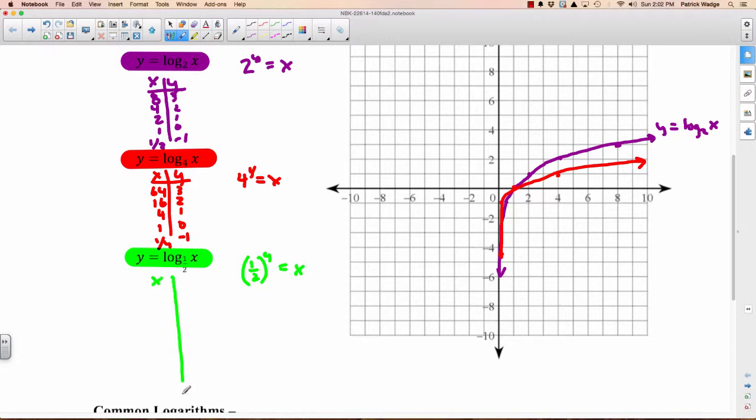So x and y, and I think we have to put a few more points in here. You'll see in a second. 3, 2, 1, 0, negative 1, negative 2, negative 3. So if you put 3 in there, 1/2 cubed, a half times another half times another half is an eighth.